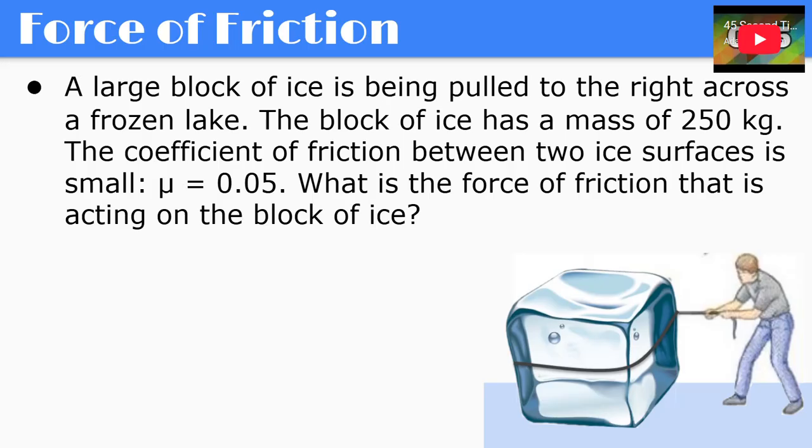This one says a large block of ice is being pulled to the right across a frozen lake. The block of ice has a mass of 250 kilograms. The coefficient of friction between the two ice surfaces is small. The coefficient of friction mu is only 0.05. What is the force of friction that is acting on the block of ice? Anytime you are reading a question like this one, I'm going to strongly encourage you to start with a free body diagram.